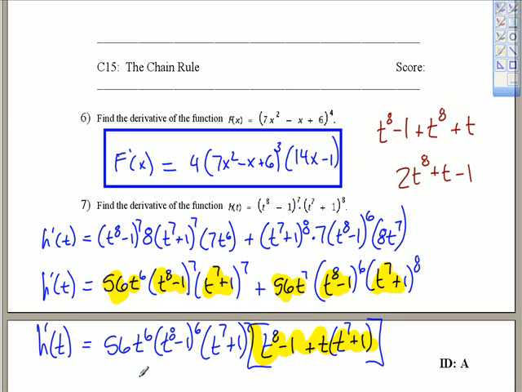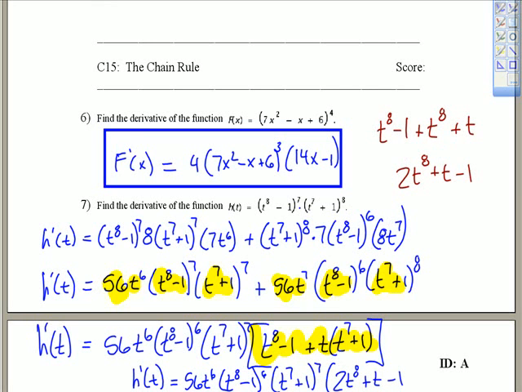So let's go ahead and write that final answer. H prime of t is equal to 56t to the 6th times the quantity t to the 8th minus 1 all to the 6th power times the quantity t to the 7th plus 1 all to the 7th power times the quantity we cleaned up here, 2t to the 8th plus t minus 1, and we're done. Any questions on anything we can still see here on the screen?